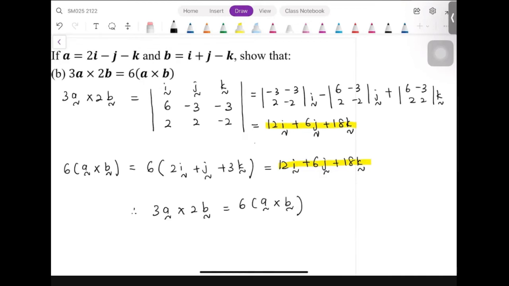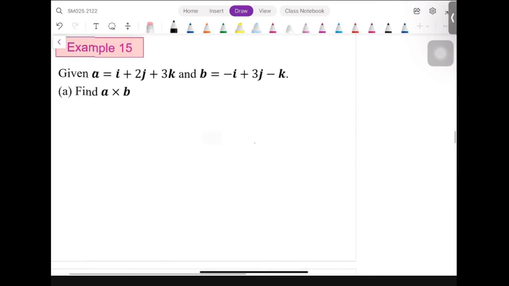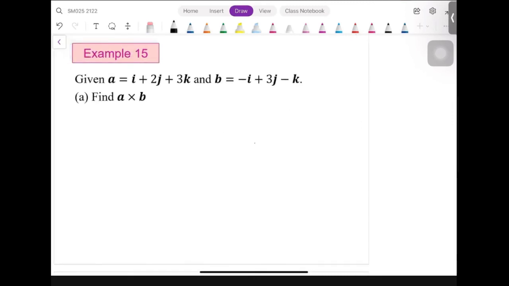And that's how you find a vector product or cross product between two vectors. Alright, next one. Example 15. Given vectors A and B, find A cross B. For this part, I'll just go through quickly.